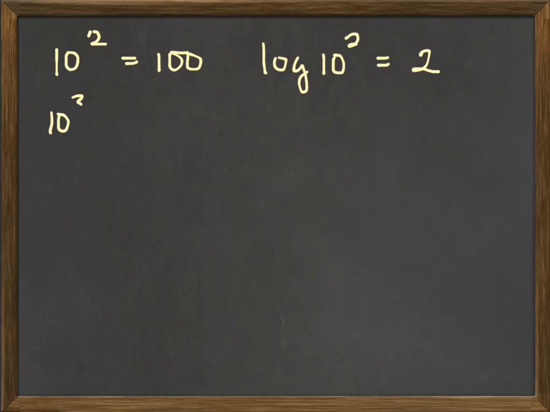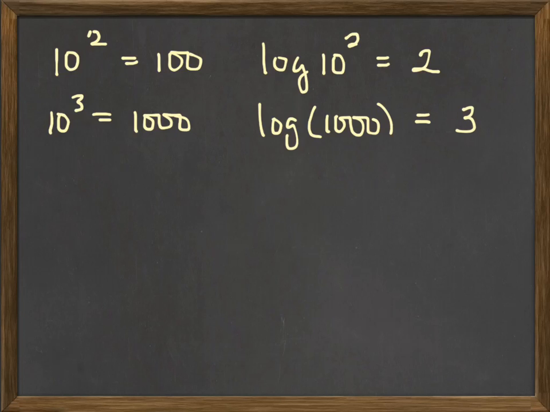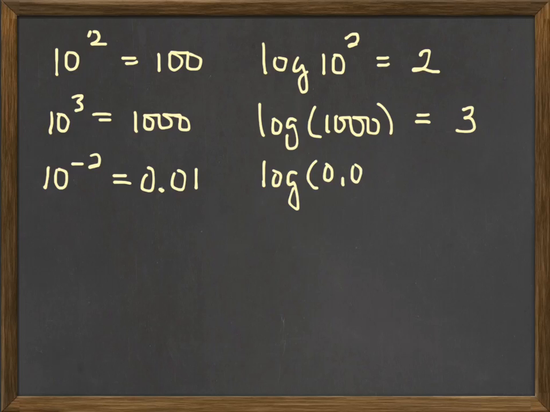So 10 to the third is 1,000. The log of 1,000 equals 3. Because 1,000 is 10 raised to the third power. 10 to the minus 2, 0.01. The log of that is minus 2. Because 0.01 is 10 to the minus 2.